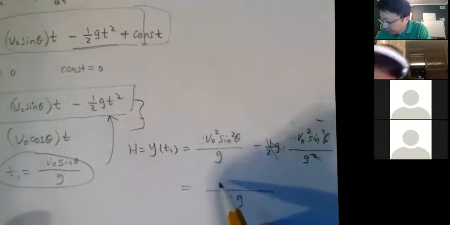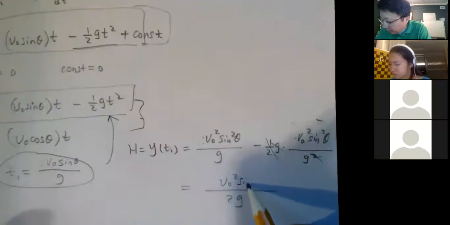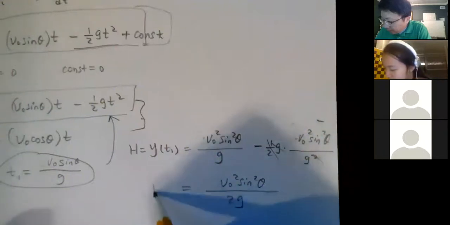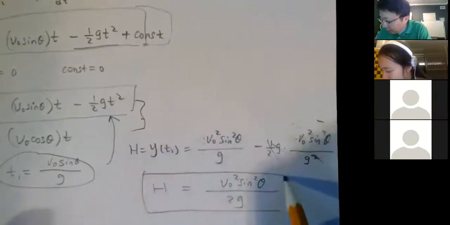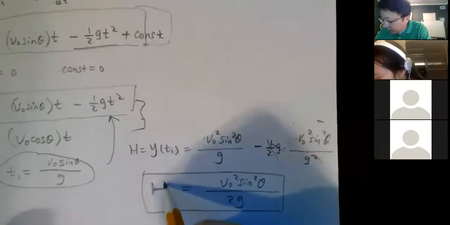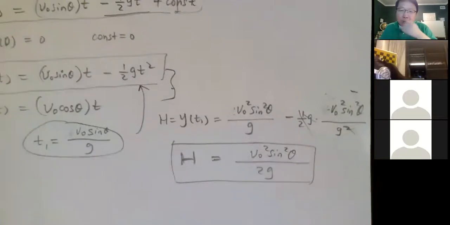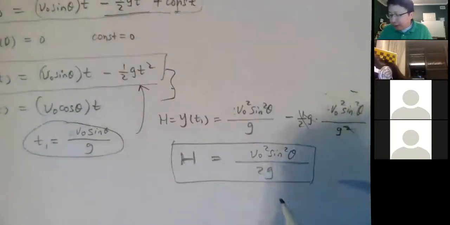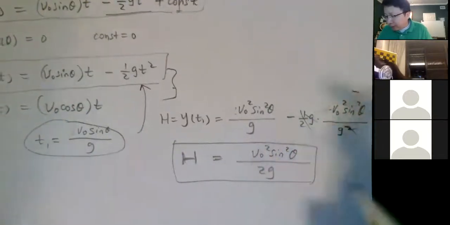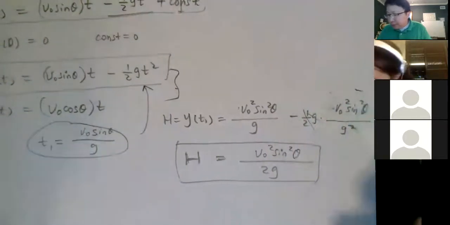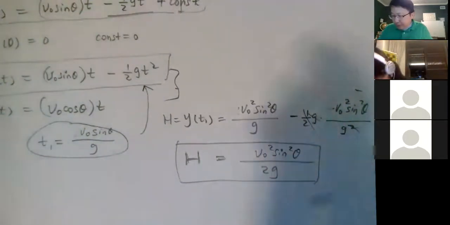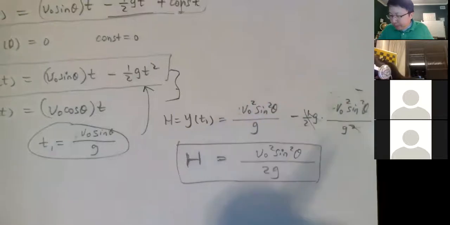2g. So that is h. Correct? Yeah, I never remember the formula, so I assume this is correct. You guys, if someone memorized the formula, but. Cool.